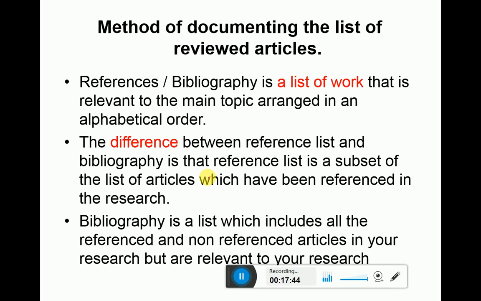First of all, the method of documenting the list of reviewed articles. When we write our research thesis, at the end of the thesis we use two terminologies. One is known as references and one is known as bibliography. References or bibliography is a list of works relevant to the main topic, arranged in alphabetical order. For example, if I take data from a website or a book and I want to add it into my thesis, then I have to add this material under the heading of bibliography or references.